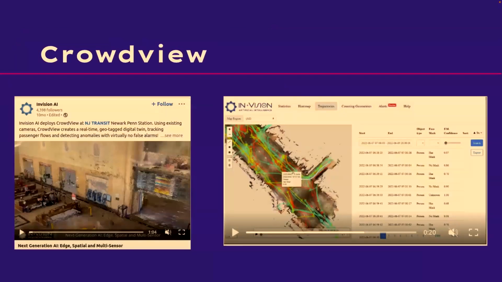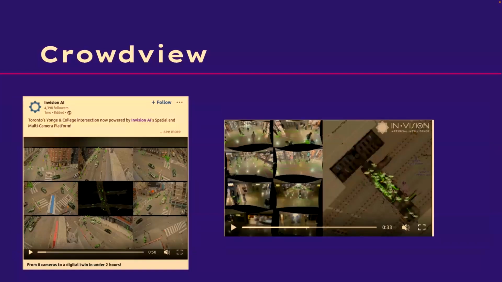And they also have this interesting crowd view project, where if you look at the image to my right, it's a 3D reconstruction of the NJ Transit system. Using this reconstruction, it allows them to do things like track people flow and detect anomalies within the train station. They also have a similar project on Toronto's Yonge and College intersection, where they can monitor people going across the crossroads and also the flow of vehicles.